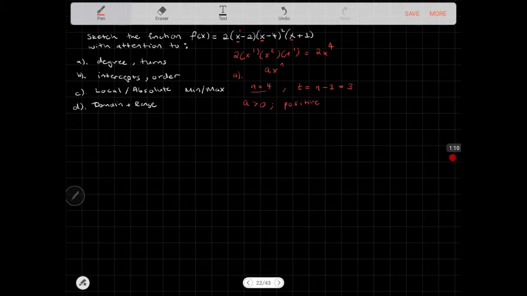And because the degree here is an even number, this is a positive even degree function. This tells us that we'll have similar end behaviors, because all even degree functions have the same end behaviors, and the end behaviors would be in quadrants 1 and 2 because it's a positive even degree function. Okay, so now that we know our end behaviors, let's find our intercepts.